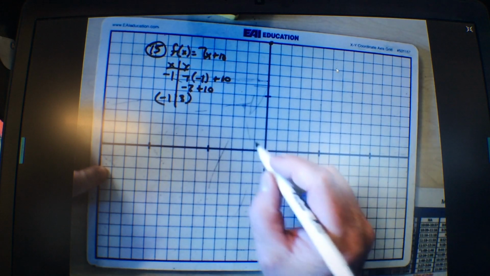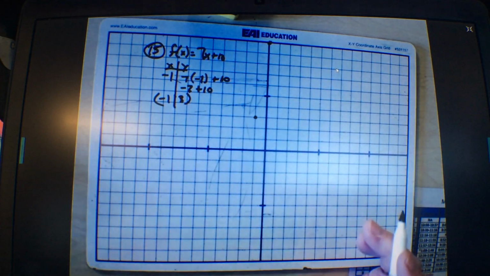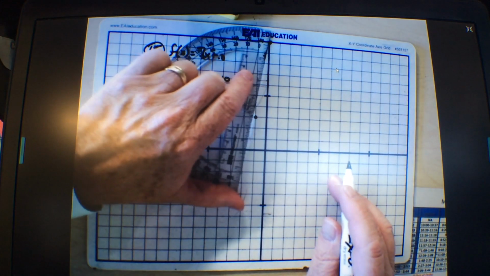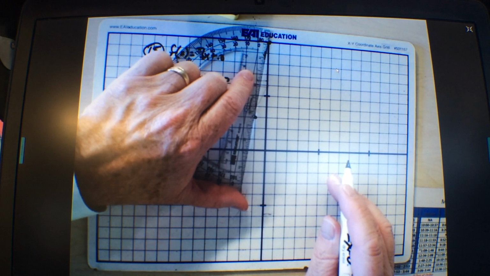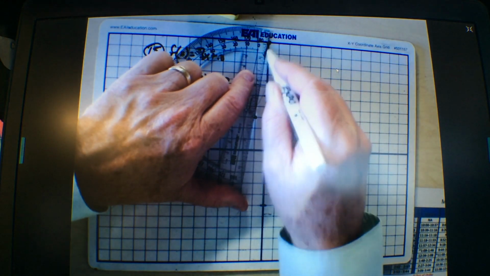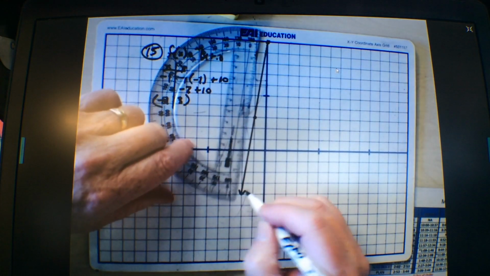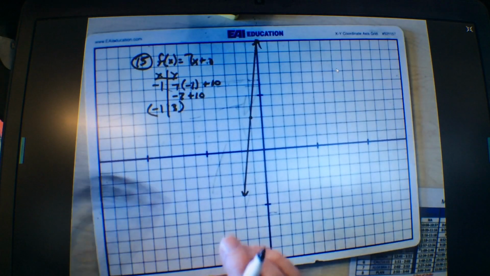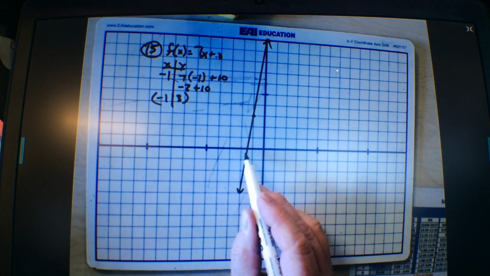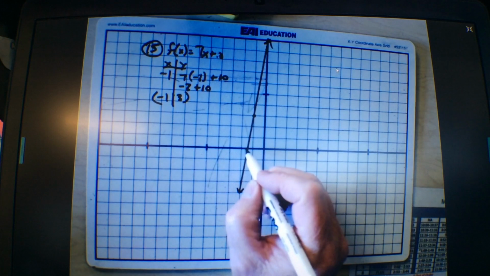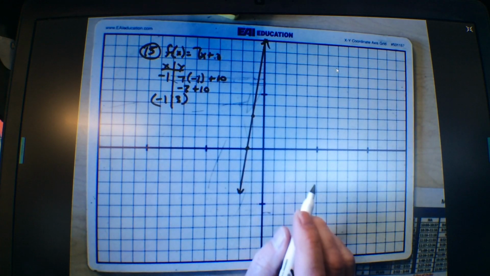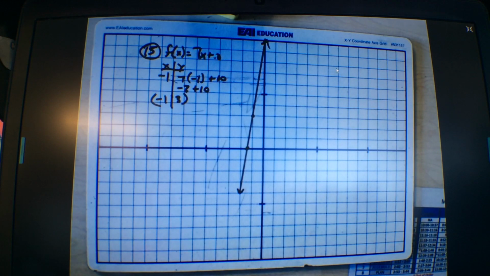Okay, so I get a negative 1, 3. All right, watch what happens here, guys. Watch what happens. Where's the 0? It's right there, isn't it? It's between two lines, isn't it? Yuck. So what do I do? I've already showed you this twice.